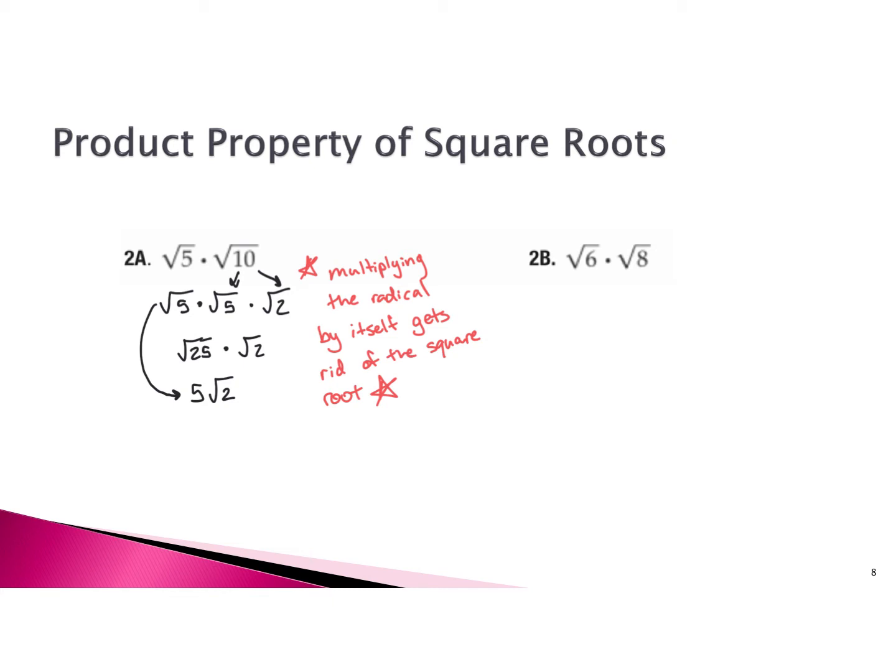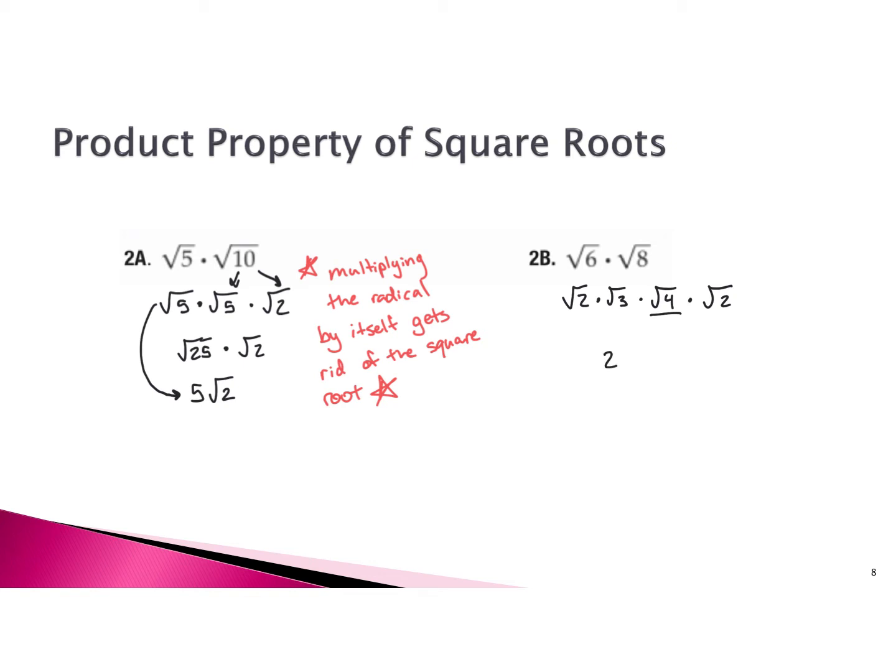Let's do this next one. Same thing, I'm going to break all these up, and I have the square root of 2 times the square root of 3 times the square root of 4 times the square root of 2. Now immediately I notice that I have the square root of 4. So that is going to be equal to 2. The square root of 4 is 2.